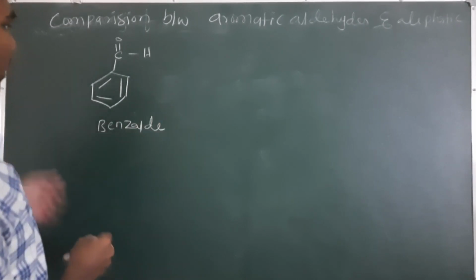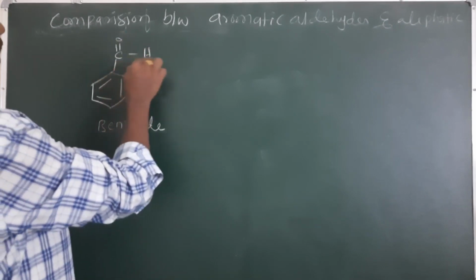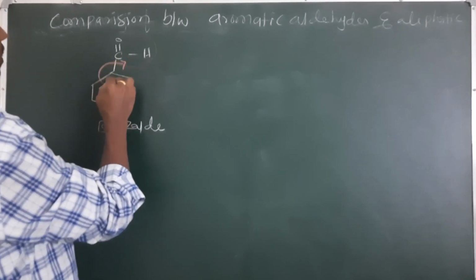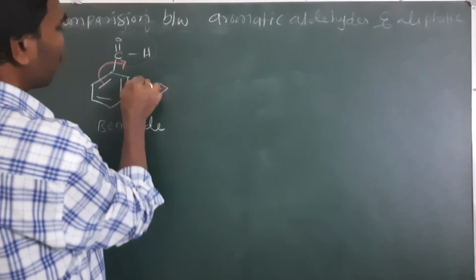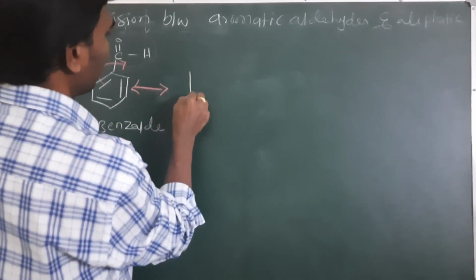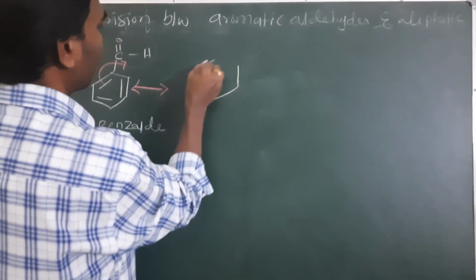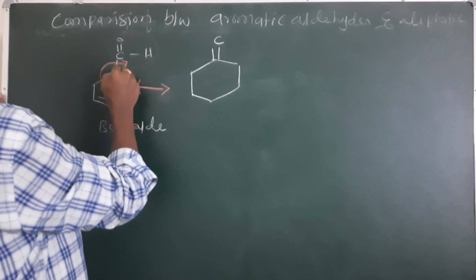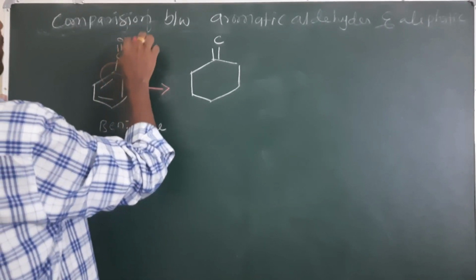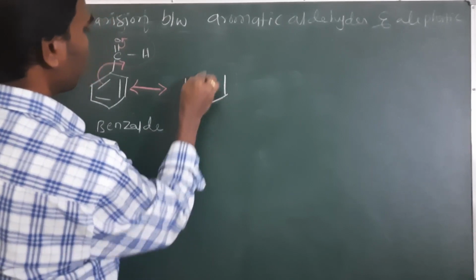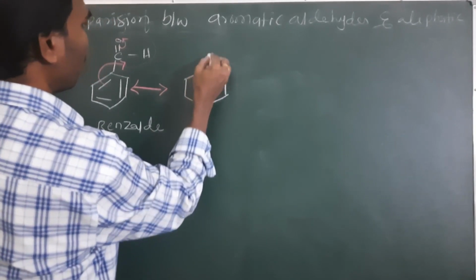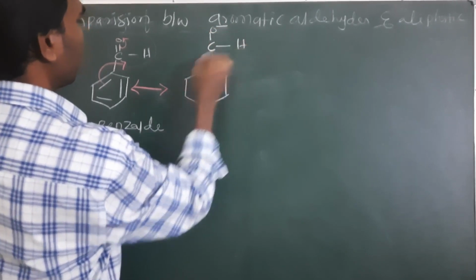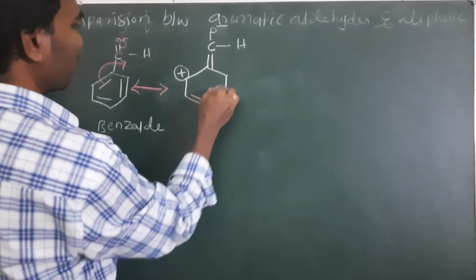In this benzaldehyde, the C double bond OH group will act as an electron withdrawing group. Because of that, the double bond is going to shift like this. We are going to get this type of resonance structures. When the double bond shifts towards this carbon, the oxygen gets this type of resonance structure, double bond C, O minus, and H. Here the positive charge will come like this.